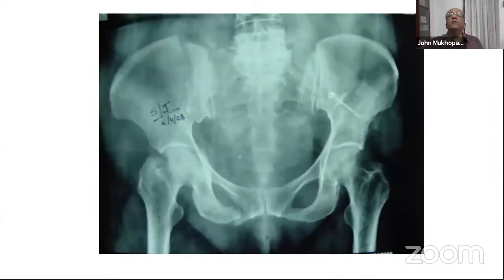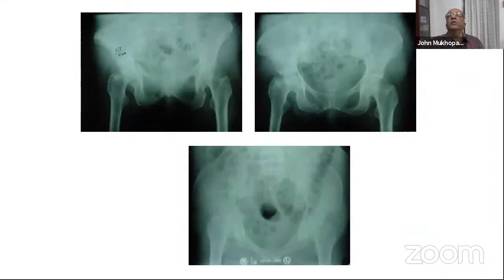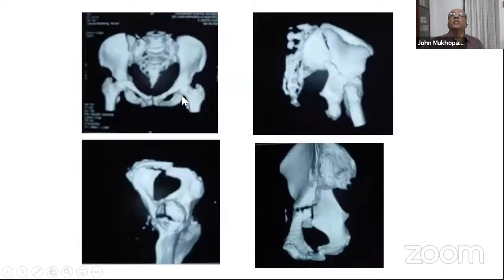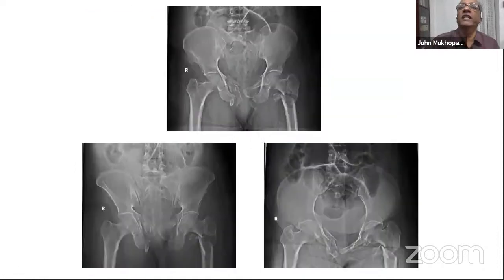Here's an elderly patient who first presented to me with this X-ray. This is some years ago. Then we got the inlet and outlet views, and that's what they showed. But eventually it's the CT that really showed us that there was involvement here, but there was also involvement like a crescent fracture on the opposite side. And she also had an acetabular fracture on the same side. So these are details which are difficult to make out on conventional X-rays.